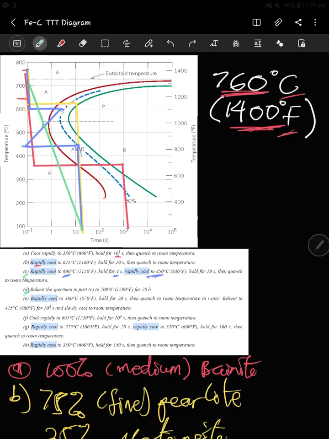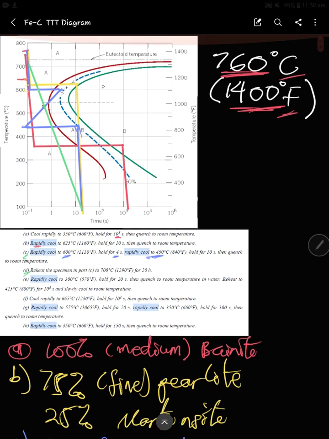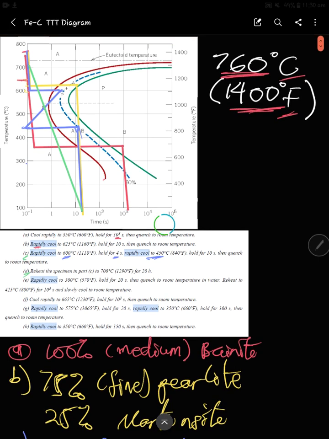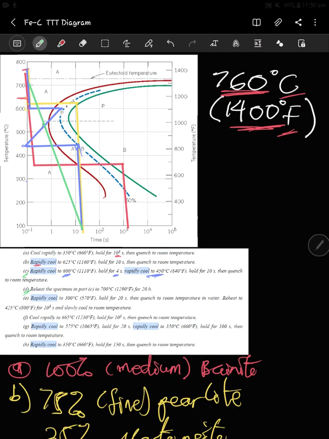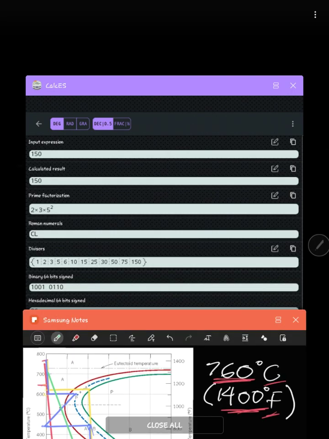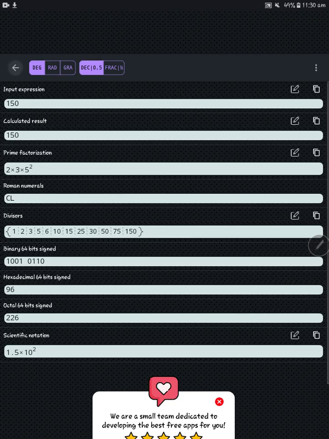700, right? And then what do we do? It says we hold for 20 hours, right? Then again, everything here is in what? Seconds. So how do we convert this to make our work easier? We have to convert what we have into seconds and then make sure it's in powers, right? So let's see, 20 hours.